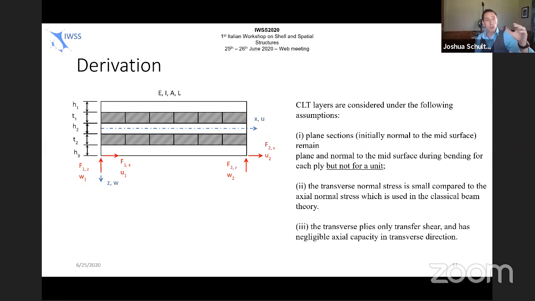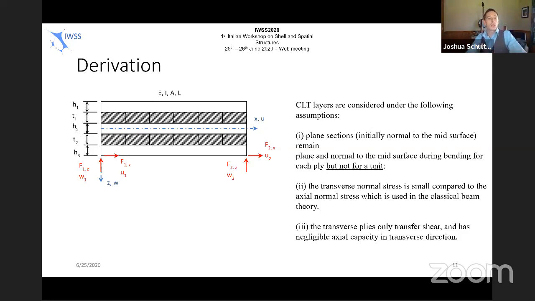So we're allowing those individual layers to rotate. What we're doing effectively is we're saying that these longitudinal layers here in the white are taking all of our axial tension and compression, or the preponderance of it at least. And then these inner layers here, these transverse plies, are taking the shear.